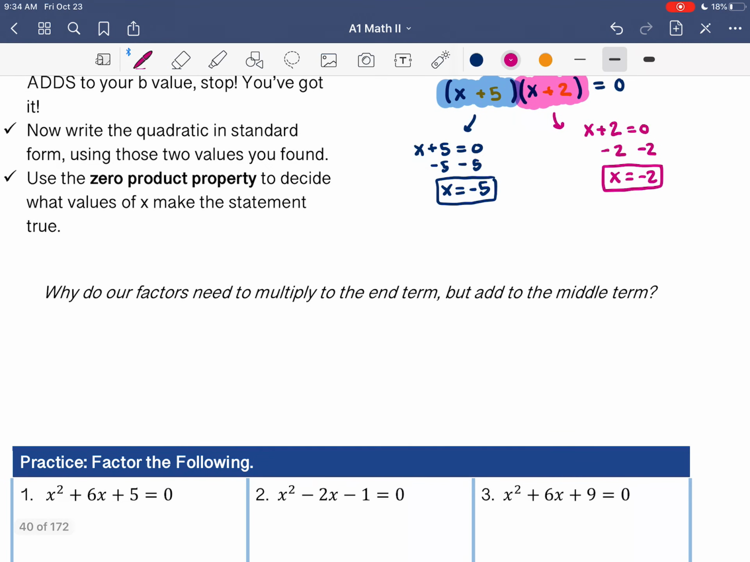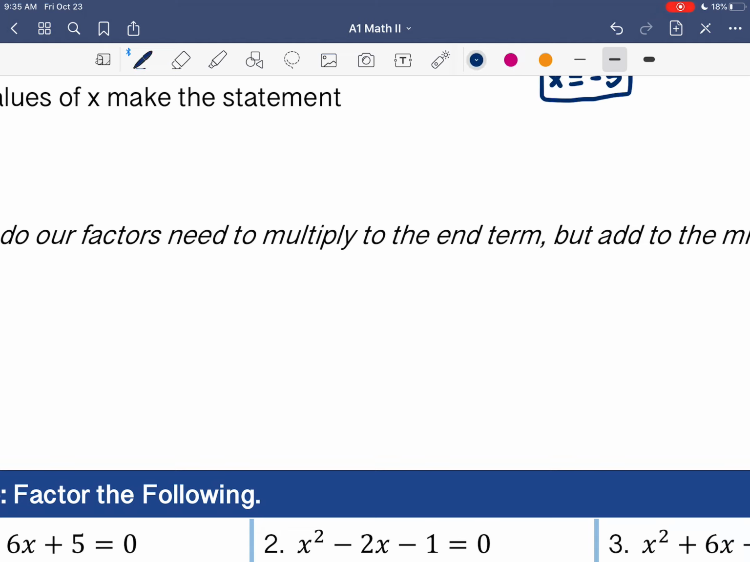Down here it says, why do our factors need to multiply to the n term and add to the middle term? So why do they have to multiply to c and add to b? So I'm just going to do a little demonstration here. I'm going to use the two binomials that we just had, x + 5 and x + 2 here, and I'm going to multiply them back together because that's what we're doing here. We're unmultiplying them. We're doing the reverse of this distribution thing we learned to do.